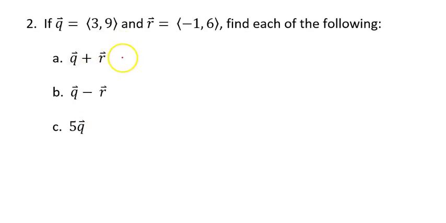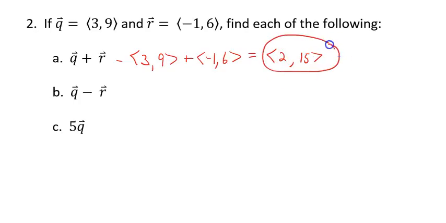So when they say vector q plus vector r, they really mean taking the vector q and adding it to the vector r exactly the way that you think it should happen. So add those first two, so 3 and negative 1 is 2, 9 and 6 is 15. It's that simple. That's your answer.